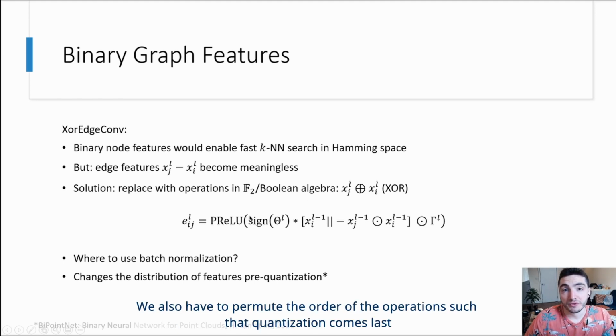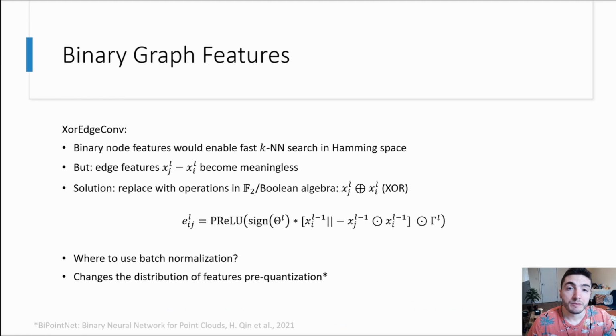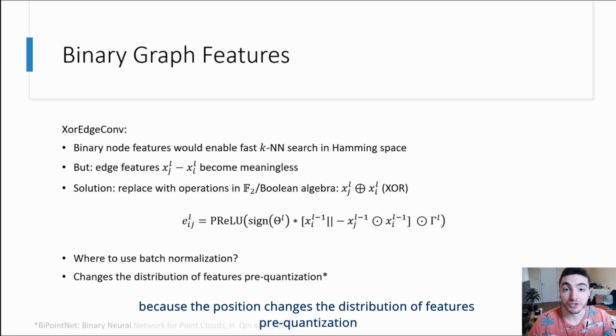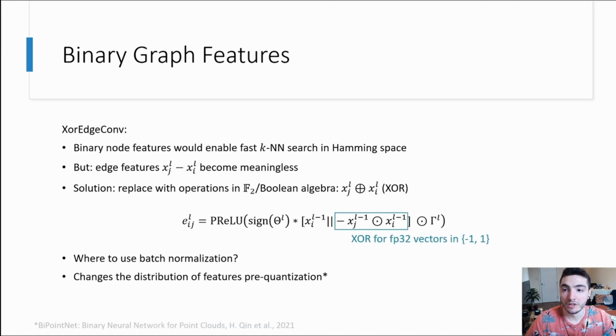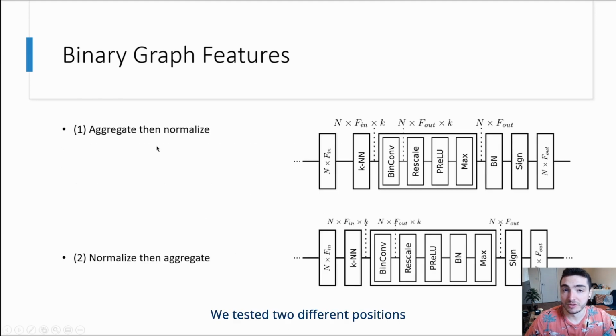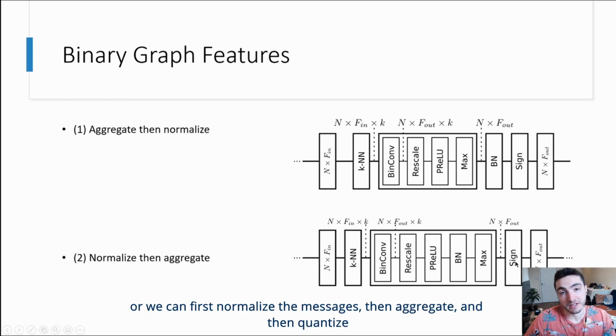We also have to permute the order of the operations such that quantization comes last, and this raises the question of where do we put the batch normalization, because the position changes the distribution of features pre-quantization, which has been shown to potentially matter in some recent work on binarizing point cloud networks. So we tested two different positions. We can first aggregate the messages, then normalize and quantize, or we can first normalize the messages, then aggregate, then quantize.